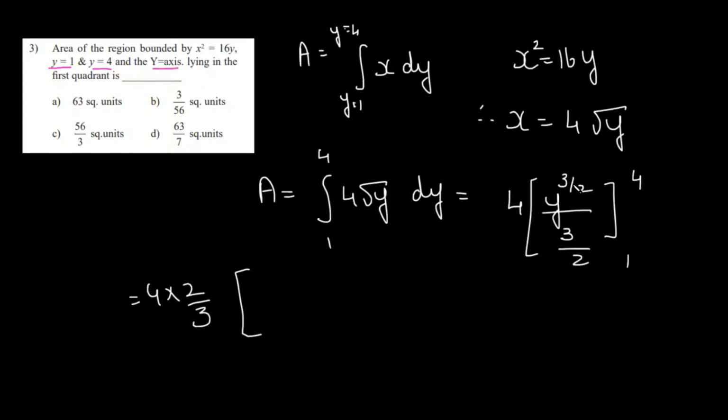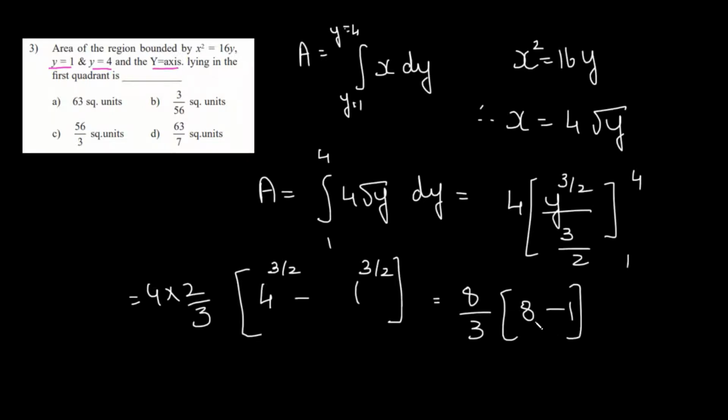And we apply the limits over here, that is 4 raised to 3 by 2 minus 1 raised to 3 by 2, which is 8 upon 3, just like we did in the second sum. Okay, 4 raised to 3 by 2 is going to ultimately become 8, minus 1. So we get 8 into 7 upon 3, which is 56 upon 3. So this becomes our answer. So C is the correct option here as well.